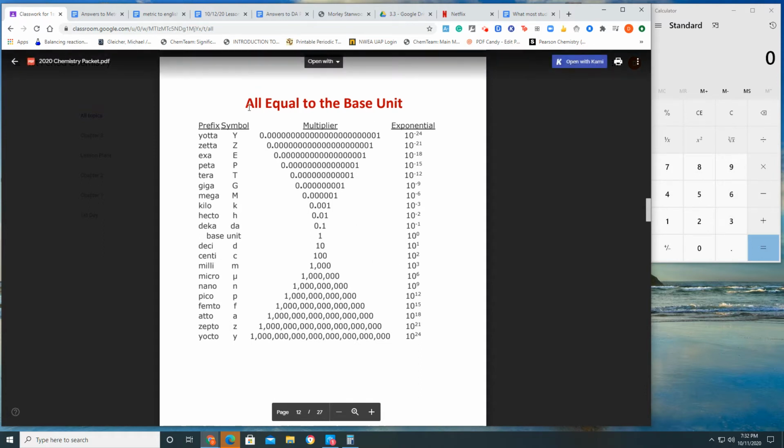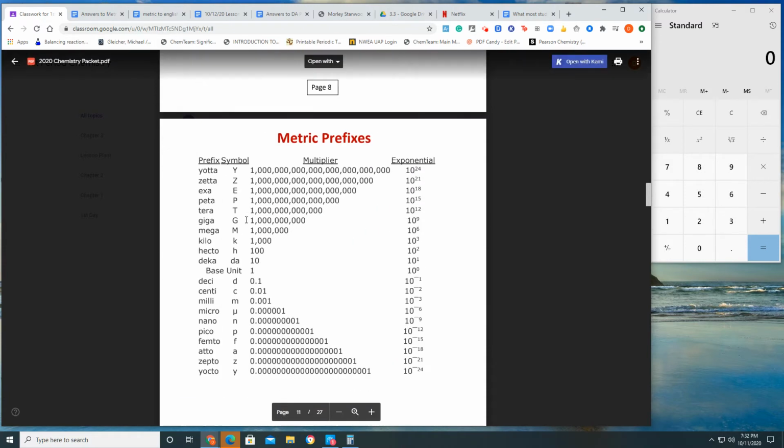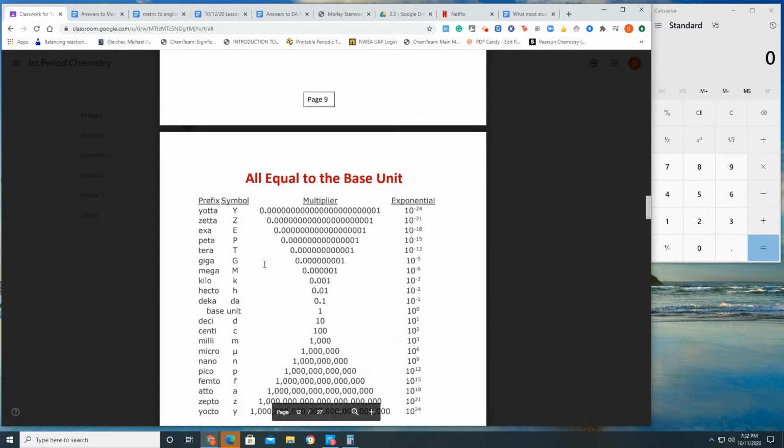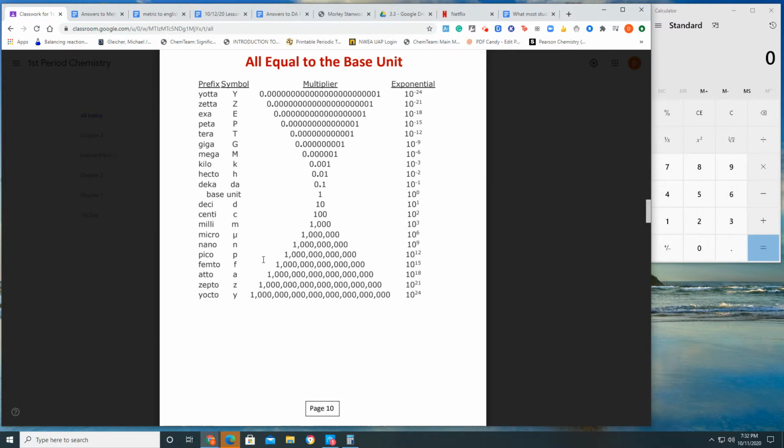Now notice this one here says all are equal to the base unit. This means that all these numbers are equal to each other when you use those prefixes over here. You can't use this one. You'll get it wrong every single time. This is what the prefixes mean, not that they're equal to each other. That's why you have 2 separate ones. This one's equal to each other.